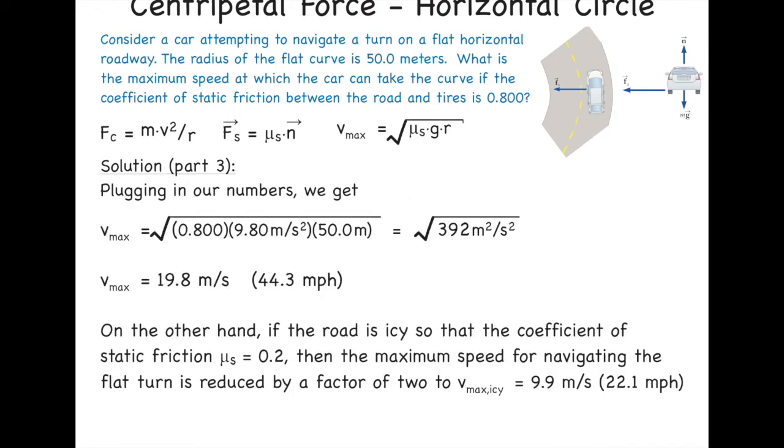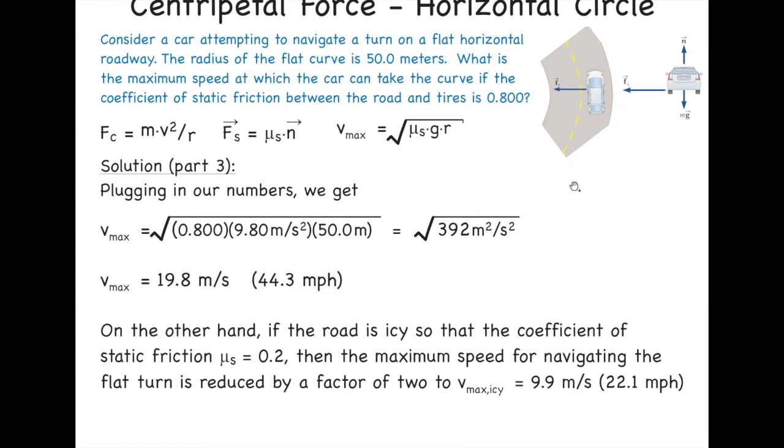And finally, we can just go ahead and plug in our numbers. We plug in for mu s, 0.8 for a dry road, 9.80 meters per second squared for the acceleration of gravity, and then the radius of curvature of this roadway is 50.0 meters. That gives us the square root of 392 meters squared per second squared, which finally works out to about 20 meters per second, or about 44 miles per hour.